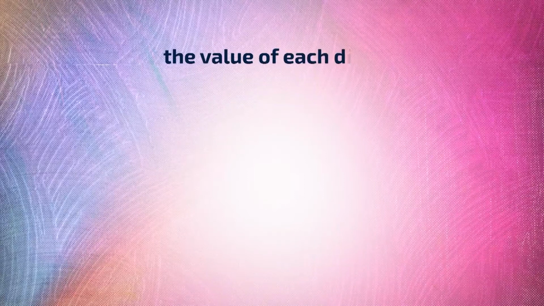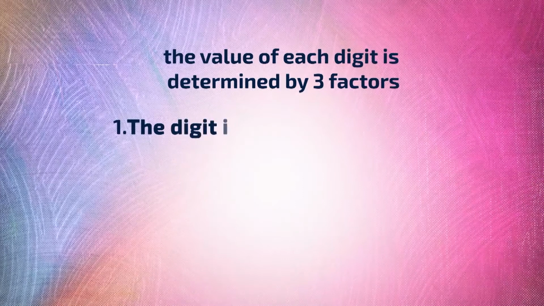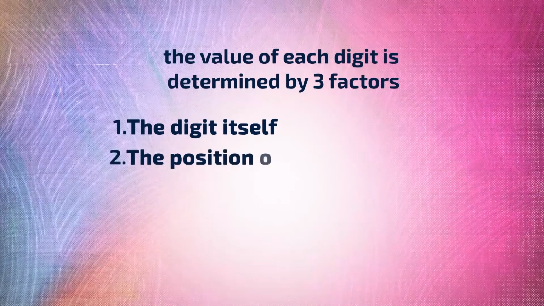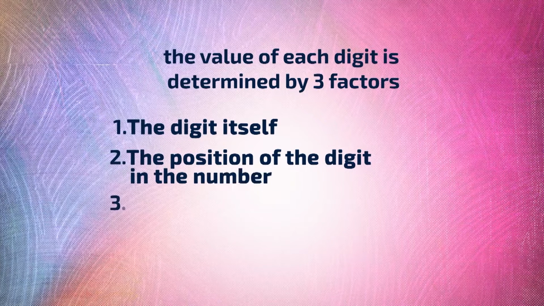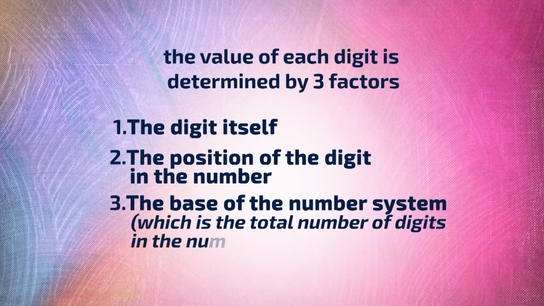So, the value of each digit is determined by 3 factors. 1. The digit itself. 2. The position of the digit in the number. And 3. The base of the number system, which is the total number of digits in the number system. And the maximum value of a single digit is always equal to 1 less than the value of the base. In decimal, the base is 10, and we know that the last digit is 9, which is 1 less than 10. Hope it's clear to you.